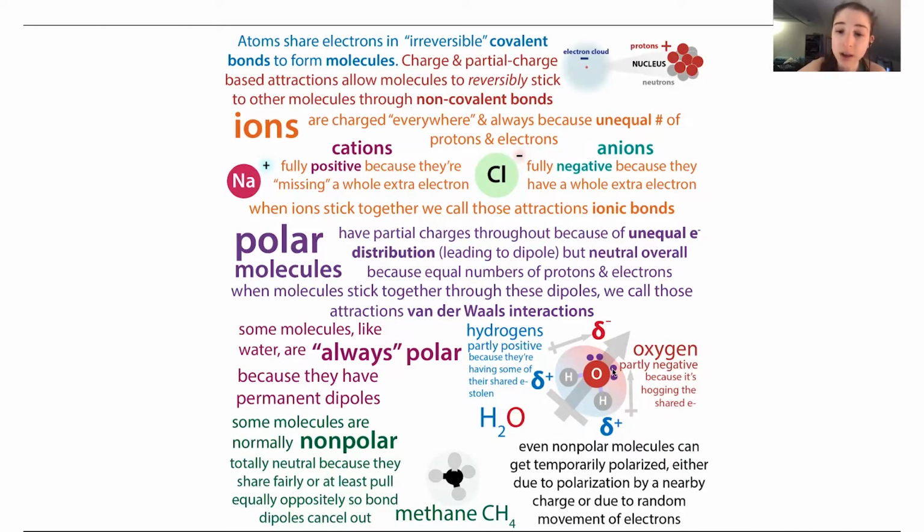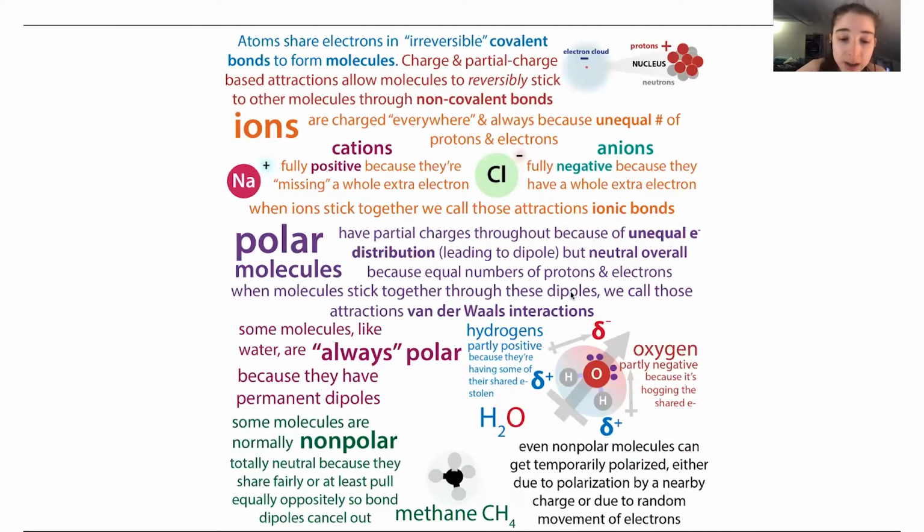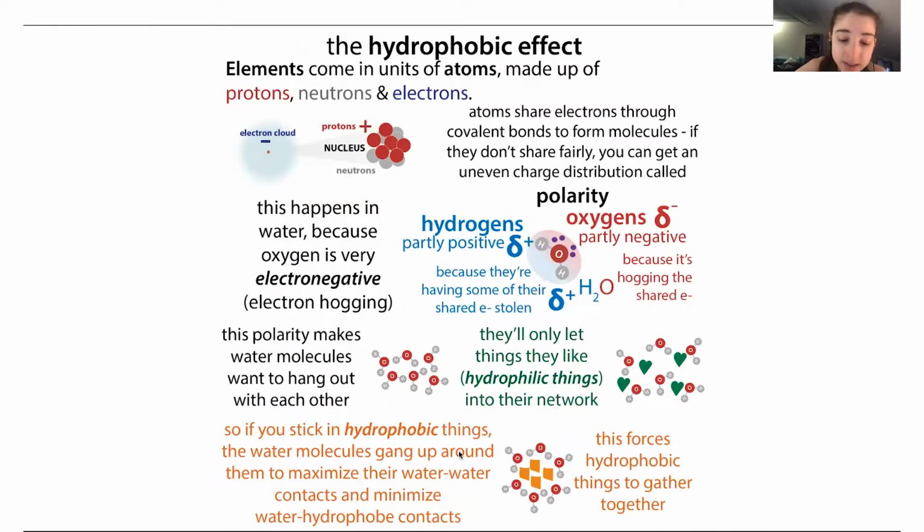This is what happens with oxygen and hydrogen in water. Oxygen pulls on those electrons, so it's really electronegative. This makes the oxygen partly negative and the hydrogens partly positive. You have these partial charges that then attract one another, and so water likes to hang out with itself. But when you have a hydrocarbon, hydrogen and carbon share fairly, so you don't have that polarity, so you don't have partial charges for water to hang out with. Therefore, water will exclude those things, and we call them hydrophobic. Water is going to force those things together in this hydrophobic effect.